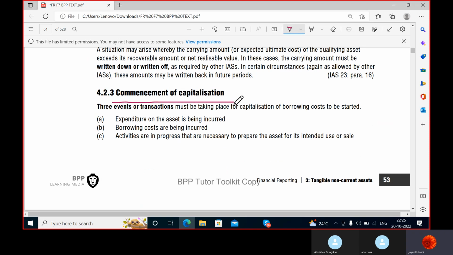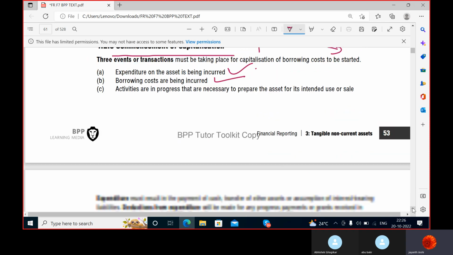From when will you start the commencement of capitalization? There are three events you should see. Three events or transactions must be taking place for capitalization of borrowing cost to start. First, you should start spending on the asset construction. You should borrow, so your borrowing cost starts, and the activity is in progress. The asset is being made, constructed, for either your own use or for sale purposes.